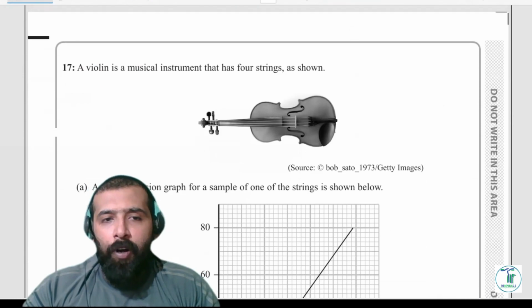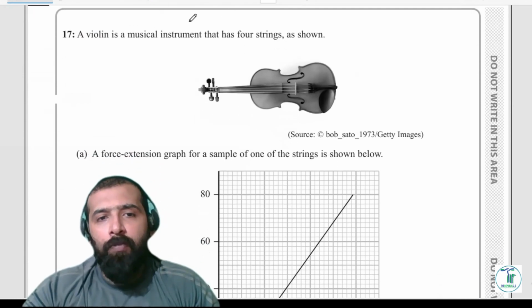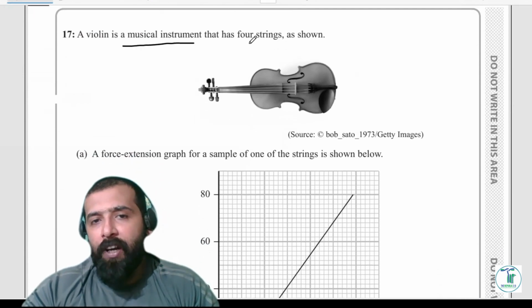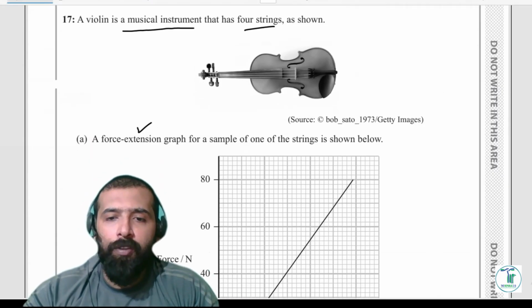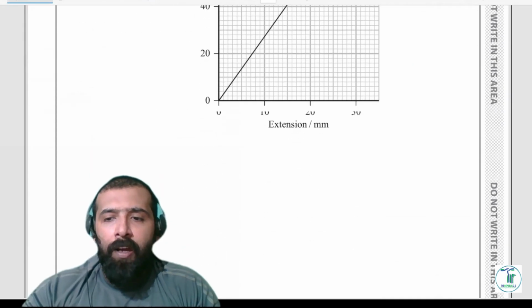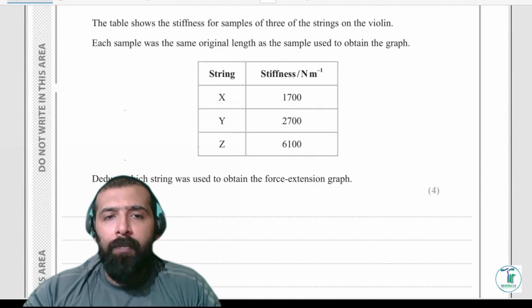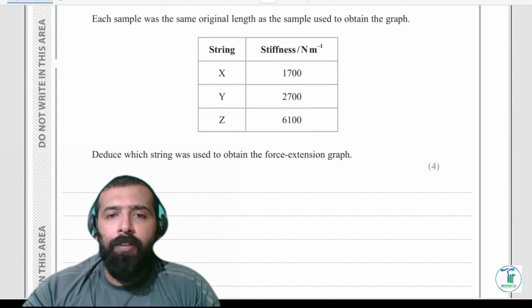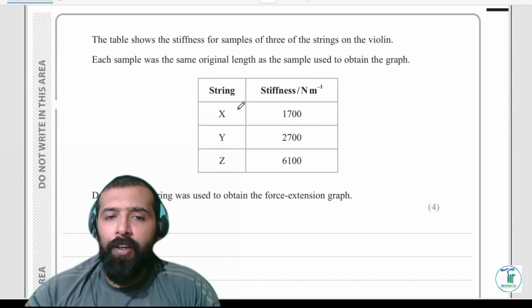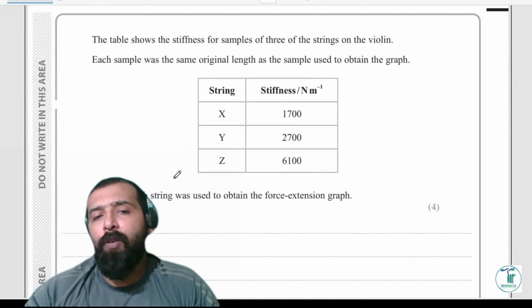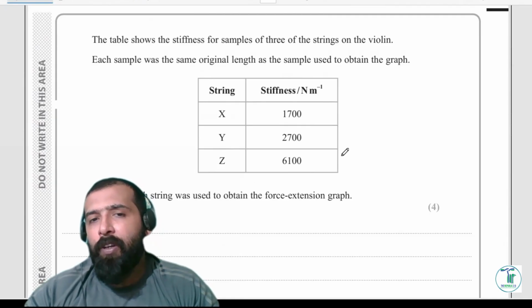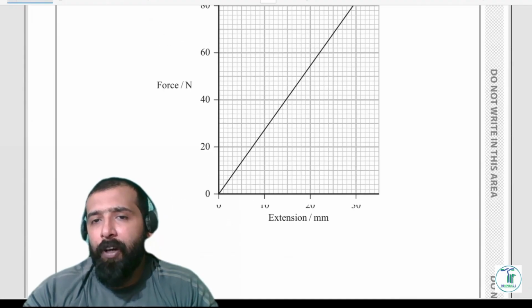Next, we've got this question number 7. A violin is a musical instrument that has 4 strings as shown. A force extension graph for a sample of one of the strings is shown below. You've got this force extension graph, and then you've got the table that shows the stiffness of the strings X, Y, and Z. We need to deduce which string was used to obtain the force extension graph. So what does that mean? We just need to calculate the value of K from the graph.